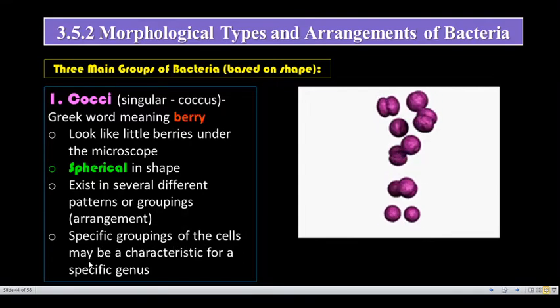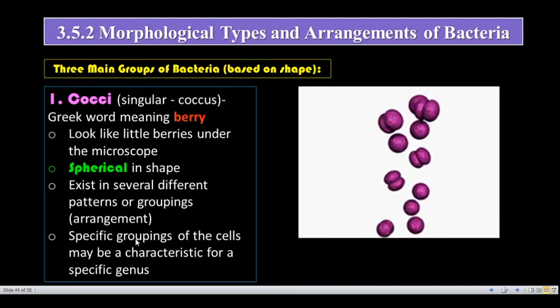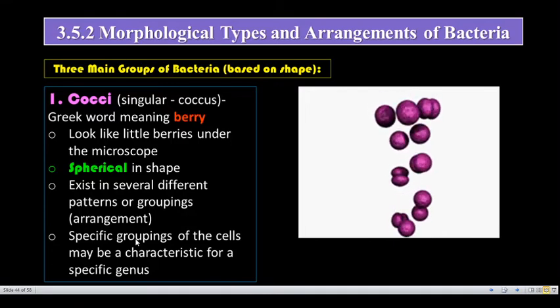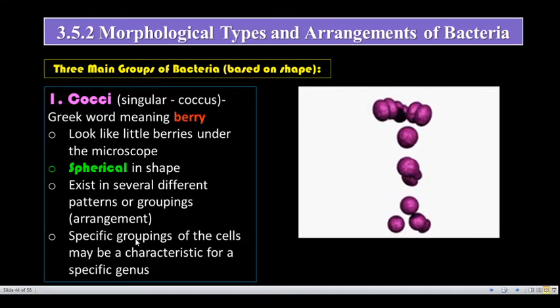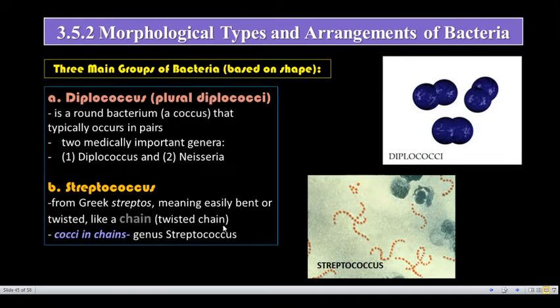Now, specific groupings of the cells may be a characteristic for the specific genus. So, ginamit nila class yung iba't ibang klase ng arrangement ng mga cocci in order to classify them into different genus. So, let's see. Okay, the first one is your Diplococcus. Ang plural niya is Diplococci. Now, this is a round bacterium, a coccus that typically occurs in pairs. So, dalawang cocci na magkadikit. Yan yung Diplococcus. So, there are two medically important genera of your Diplococcus. Number one, Diplococcus itself. And number two, you have the Neisseria.